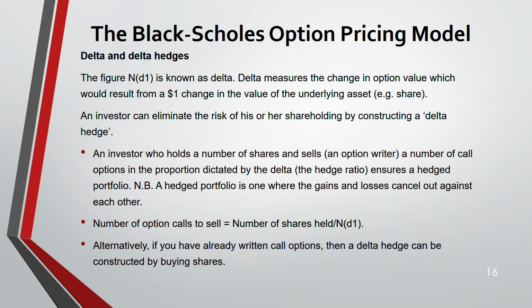Similarly, if you have already written call options, that means you have sold the call options, then the delta hedge can be constructed by buying shares. You see, you have to sell somewhere and you have to buy somewhere. If you are buying shares, you have to sell call options. If you are buying call options, you have to sell shares. That's how it works. So if you have written call options, you'll be buying shares. If you have not written call options and you are holding the shares, then you have to calculate how many option calls to sell. It's always the opposite. You cannot buy shares and buy option calls, neither can you sell shares and sell option calls. That's how you are going to have a gain and a loss.